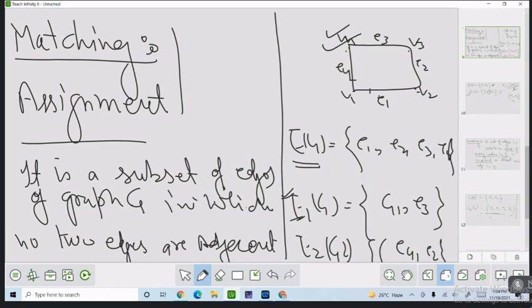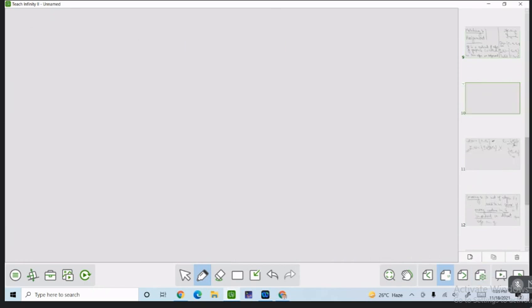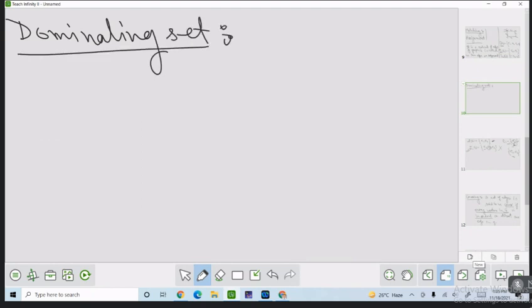One word is also here, dominating set. Dominating set. Yes, जैसे कवरिंग है, मैचिंग एंड कवरिंग इज बेस्ड ऑन द एजेस. ओके, इंडिपेंडेंट सेट is a collection of vertices. Also dominating set is a collection of vertices.